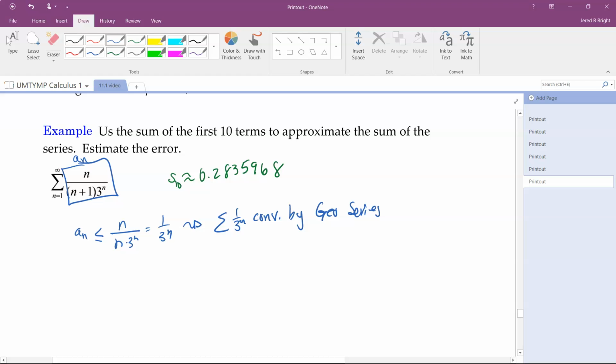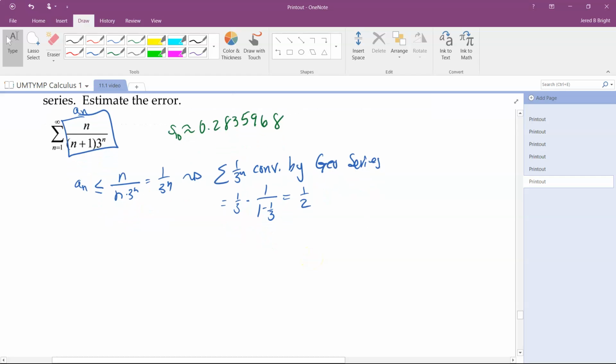Now we can find the entire infinite sum of this. We just have to take the first term, so that's 1/3 times 1 over 1 minus 1/3. Once you calculate all that out, we end up getting a half. So we know the entire infinite series for 1 over 3 to the n converges to 1/2. So now what?